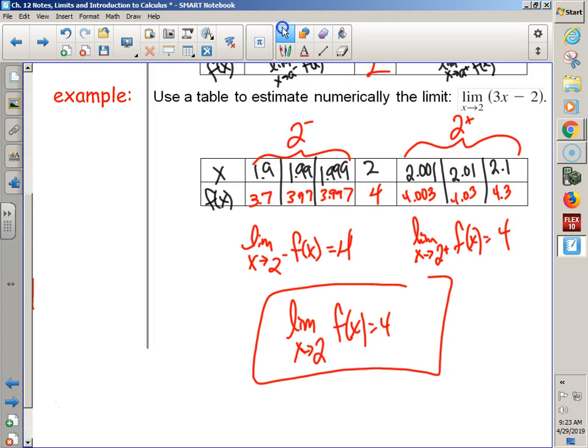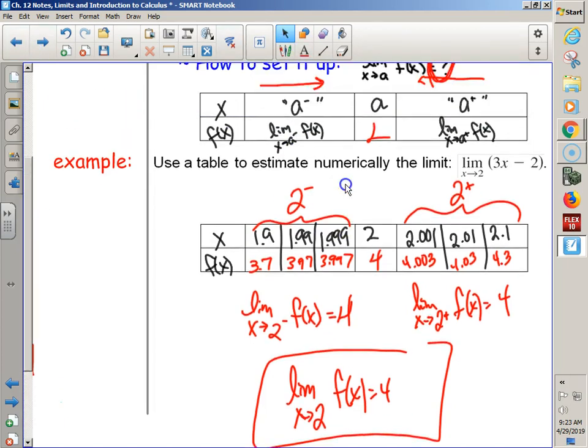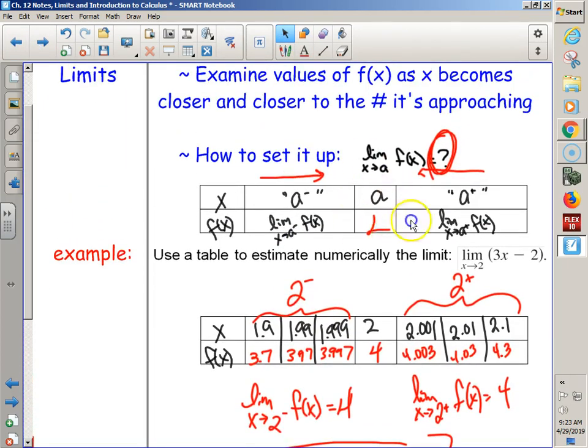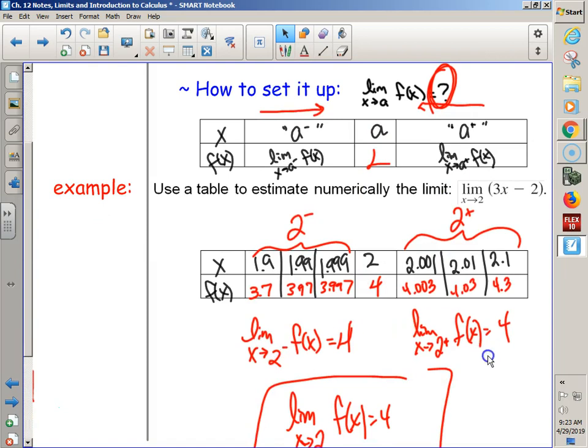But here's the crazy thing. I know back here and up here in the table, I put the L. And sometimes this is true. We are looking from both sides, and if they agree, we can make the final answer. But the struggle is, guys, this L does not always go in this spot.